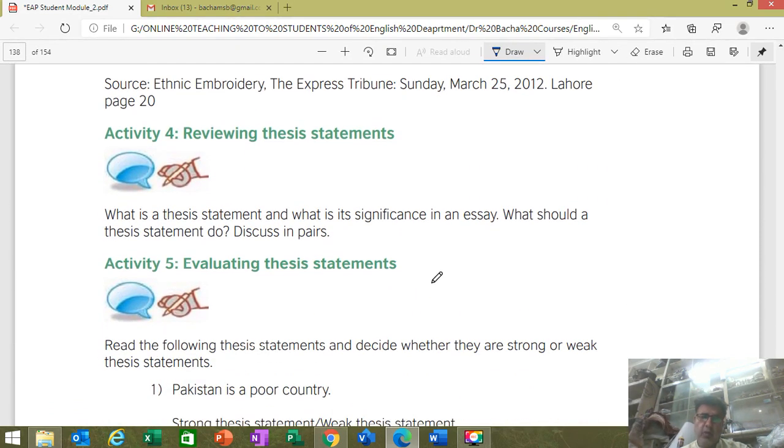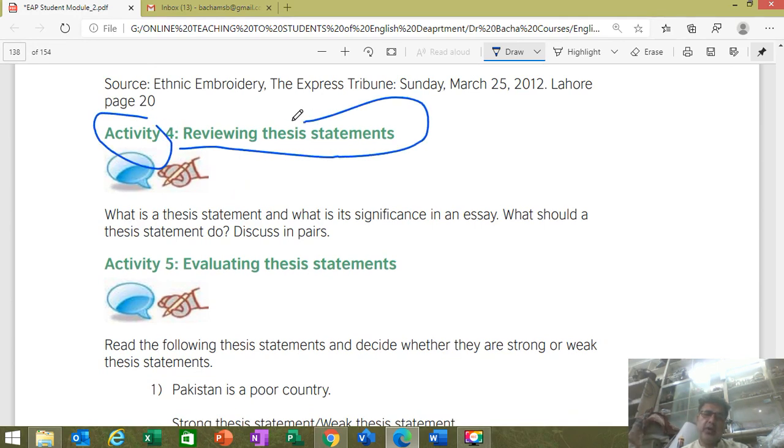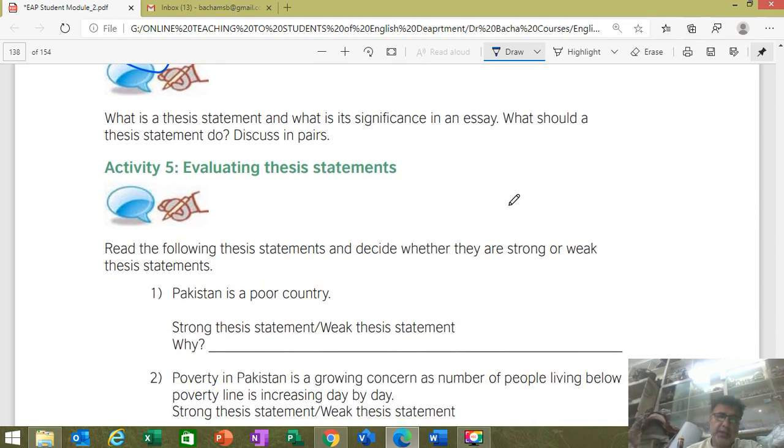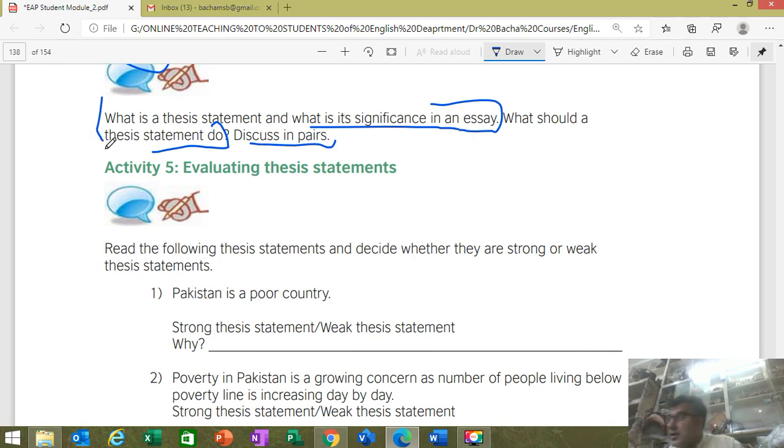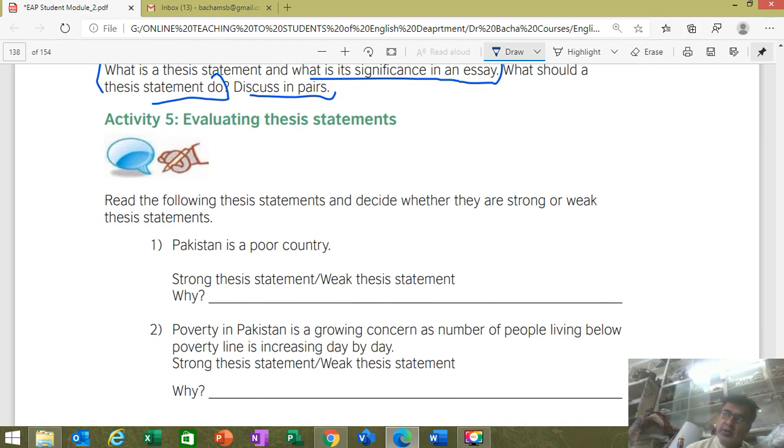And then we have activity number 4, reviewing thesis statements. You have to now review the thesis statement: what is a thesis statement and what is its significance in an essay? All right, what should a thesis statement do? Discuss in pairs. You have to know what a thesis statement is, and I think this has been discussed before. It is the statement on which you premise your essay. And then you have to evaluate a thesis statement.